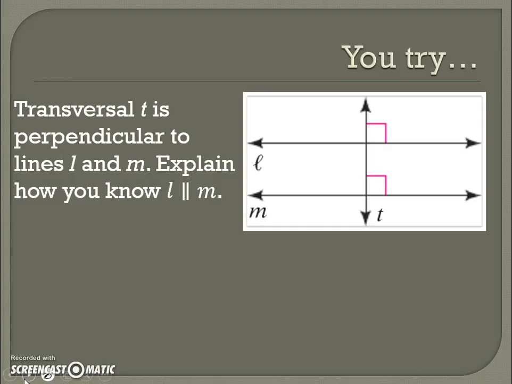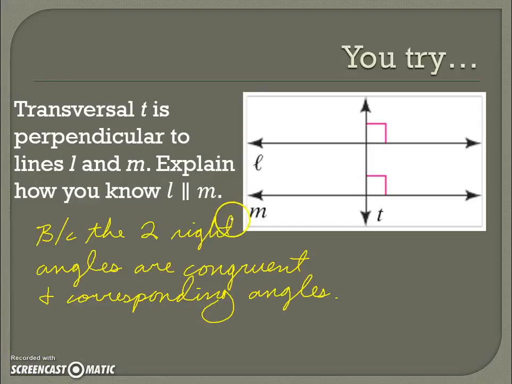So here's one for you to try. Go ahead and pause. The answer will be up in 3, 2, 1. All right, here's how you know that those are parallel, because this angle is a right angle and this angle is a right angle. Those two angles are congruent. They are also corresponding to one another. So if those corresponding angles are congruent, then that must mean that line L and line M are parallel. So this is my explanation right here.